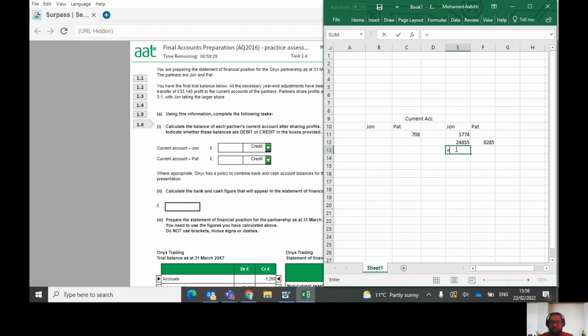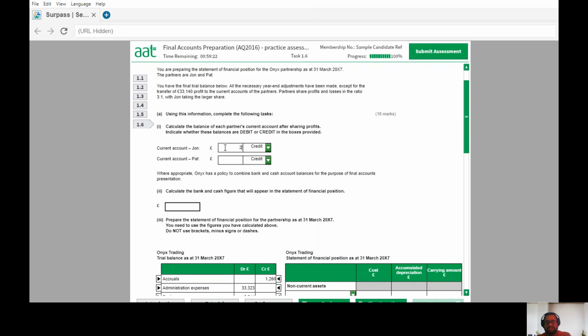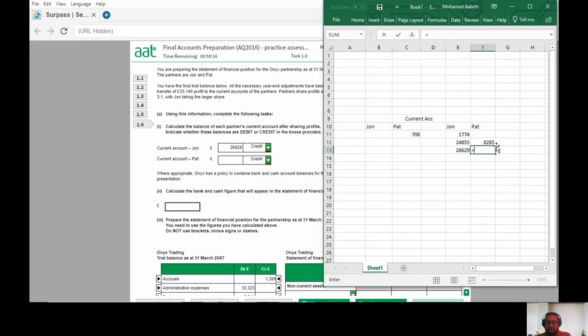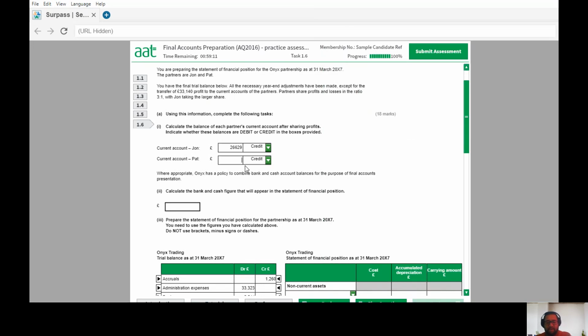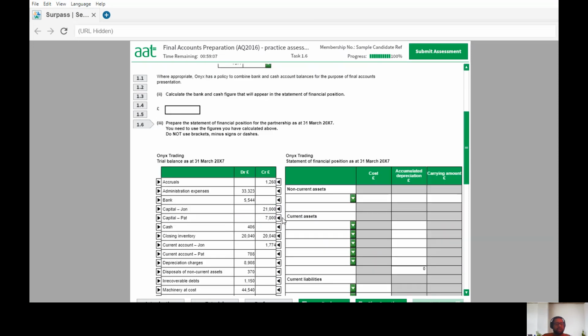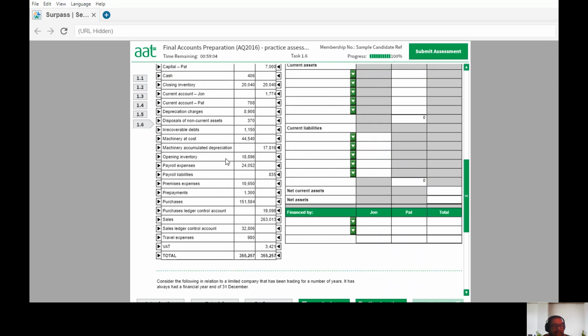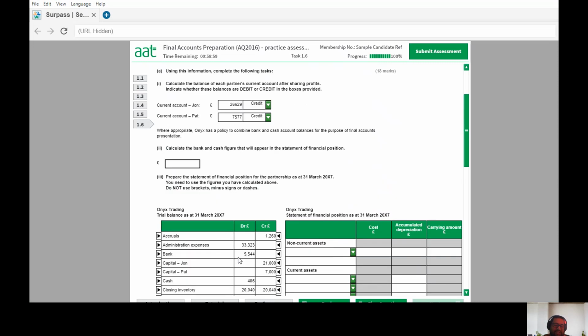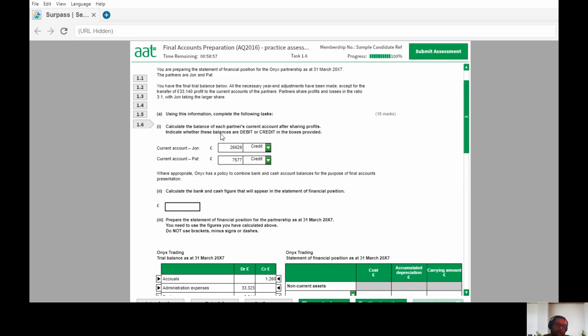So what is the new balance for this account? It is equal to that plus 26,029 pounds. And this balance is going to be this minus that amount, which is 7,577. Okay, so please, when you get this question, have a quick look at whether there will be another balance there which you may have to reconcile, because the one I put down earlier is just their share of profit. So now the current accounts are updated with the new amount.